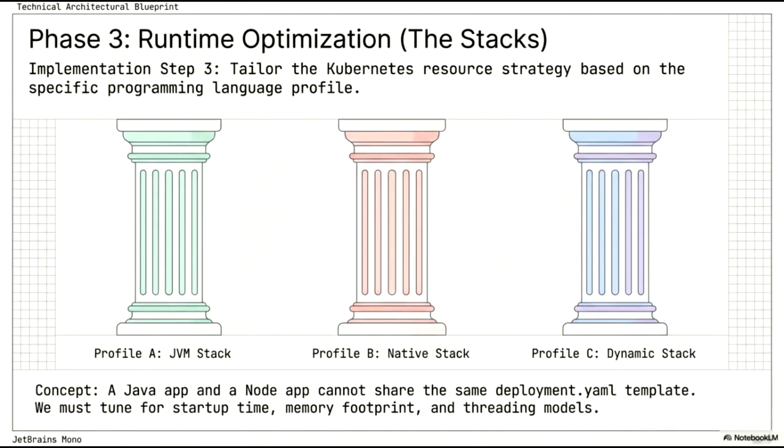Transitioning to Phase 3, we address runtime optimization, often referred to as the stacks. The third step in our implementation process involves tailoring the Kubernetes resource strategy to align with specific programming language profiles. As illustrated by these three pillars, we categorize our environments into the JVM stack, the native stack, and the dynamic stack. It is a common misconception that a single deployment template can serve all application types. In reality, a Java application requires a significantly different configuration than a Node application.